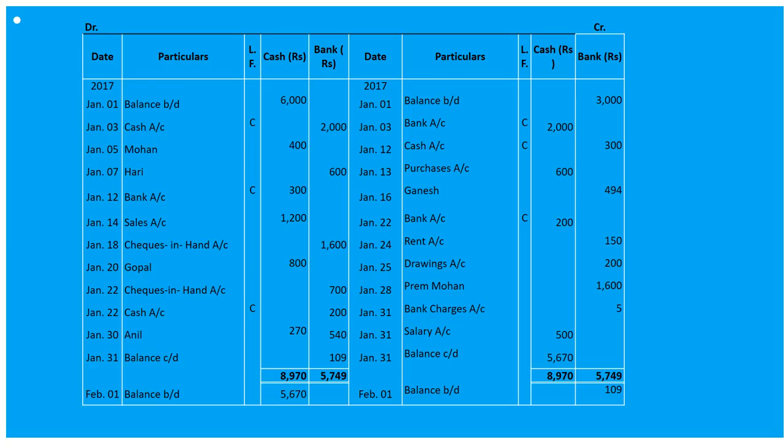On Jan 30th, received from Anil 270 cash and 540 by check. Fine, and the check was deposited into bank. So to Anil, 270 in cash and 540 in bank. Understood? It's very easy. On 31st they are saying bank charges are there. So by bank charges rupees 5, and paid salary, by salary account 500 will be in the cash column.